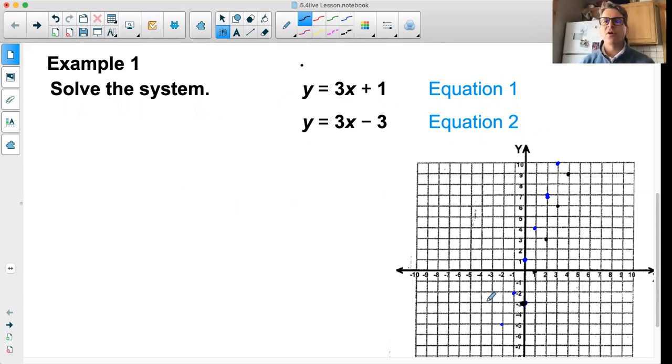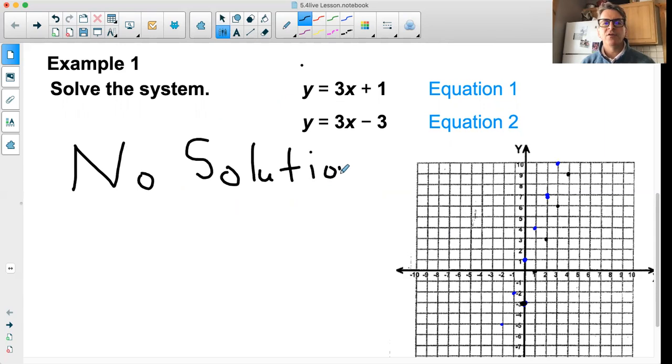Those two lines are never going to intersect. And if they do not intersect, they have no solution. No solution. Your so-called proof of that would be the graph. By graphing each of those lines, you can see that they have the same slopes of 3 but different intercepts. One starts at 1 and one starts at -3. There, you could stop right there. It has no solution.